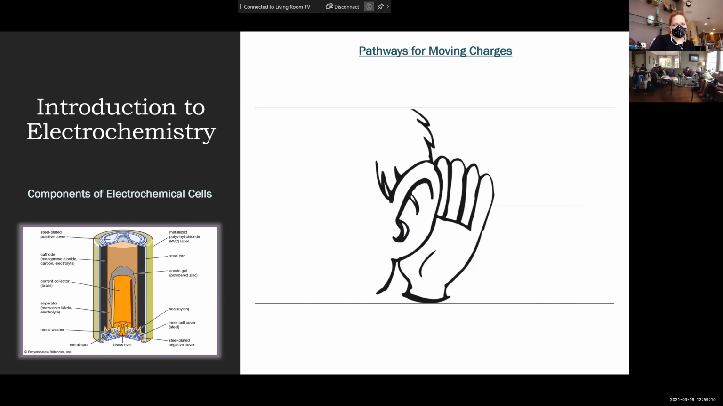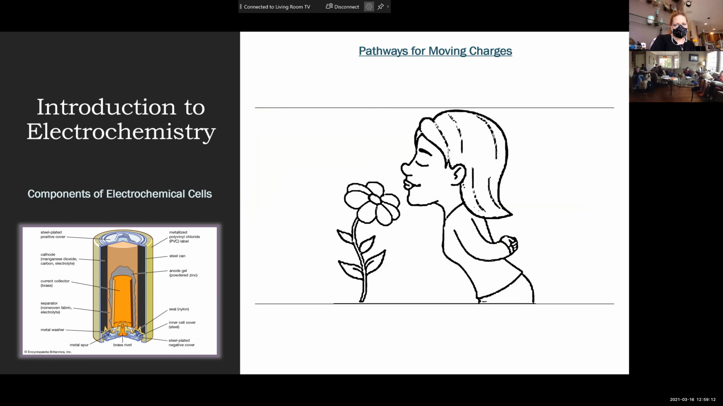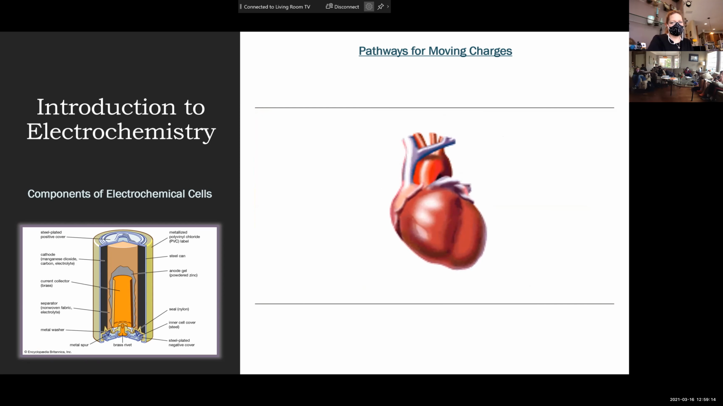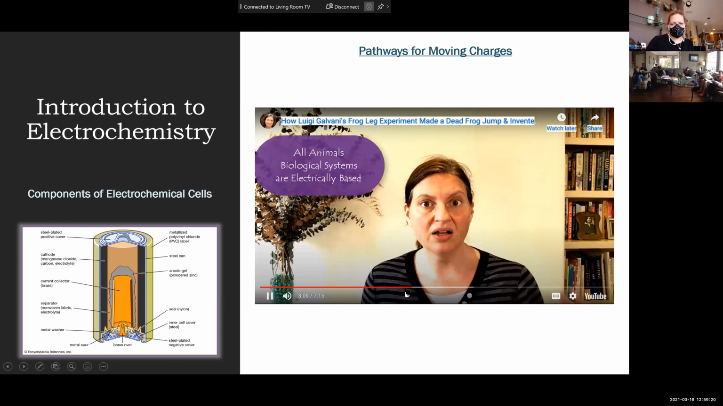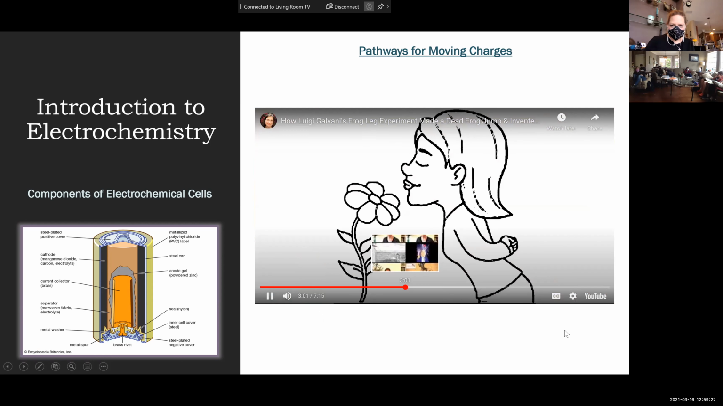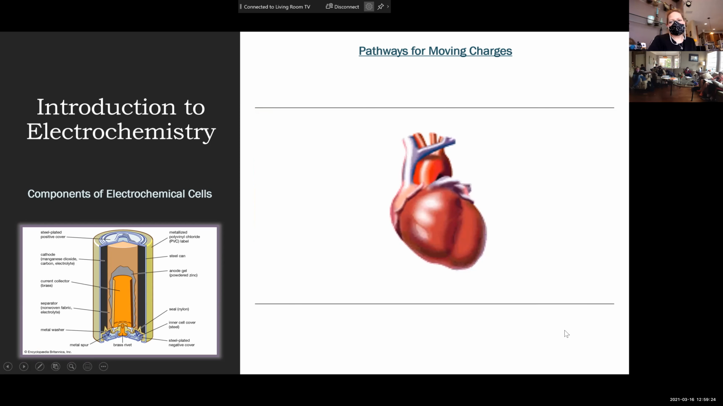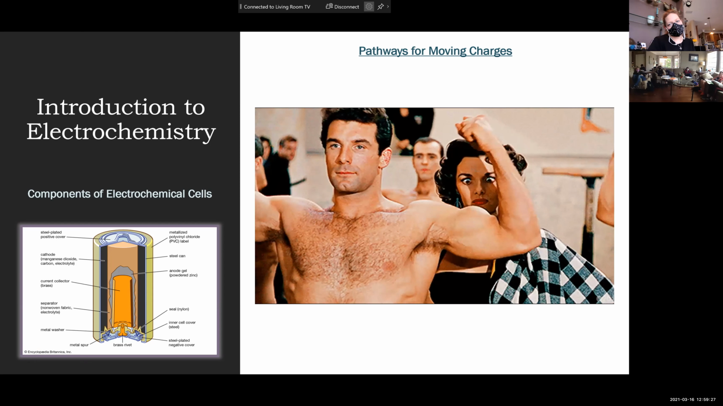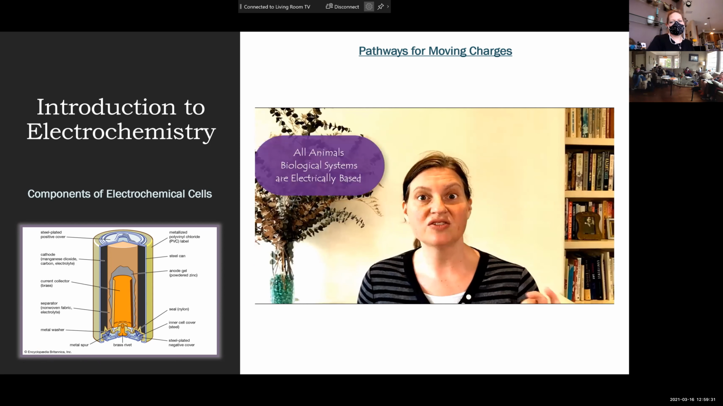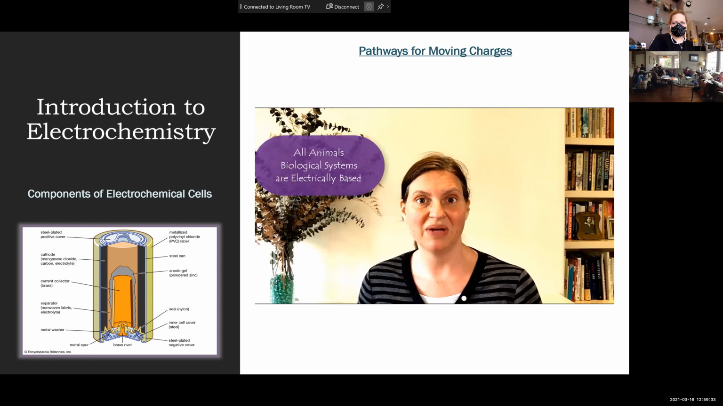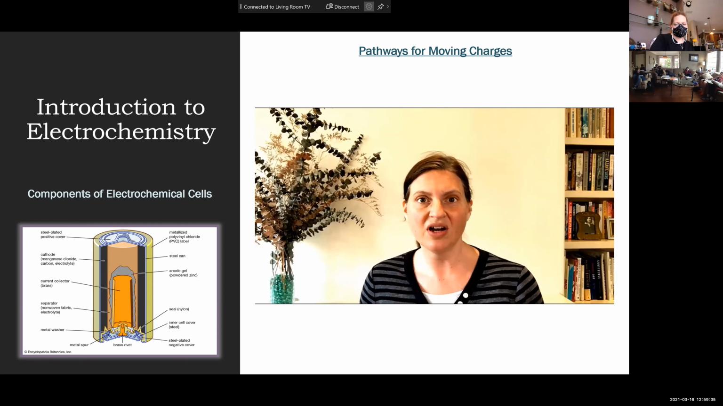We think with electricity, we hear and see and smell with electricity, our hearts pump with electricity. All animals' bodies work with electricity, our hearts pump with electricity, and our muscles move with electricity. This is not just true for frogs. All animals' biological systems are electrically based.